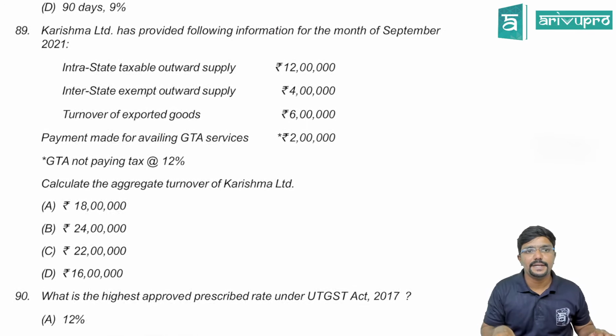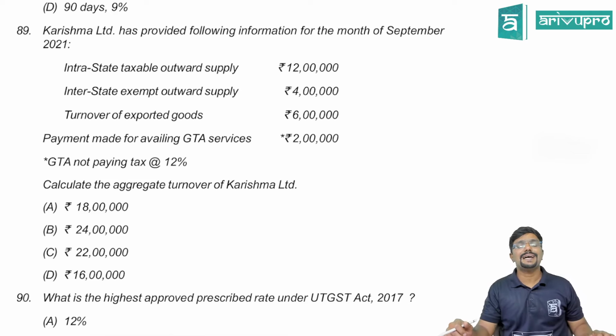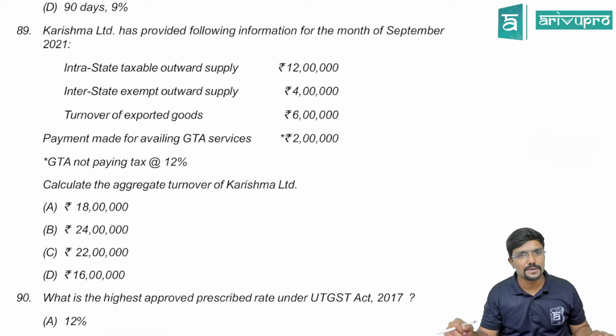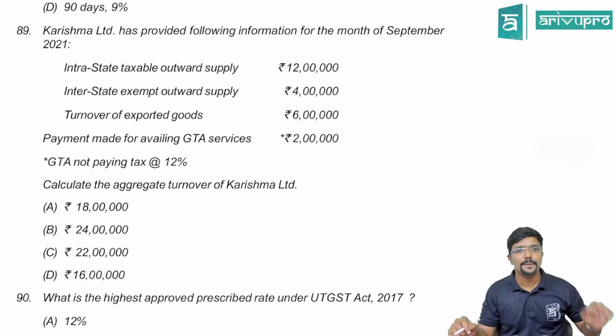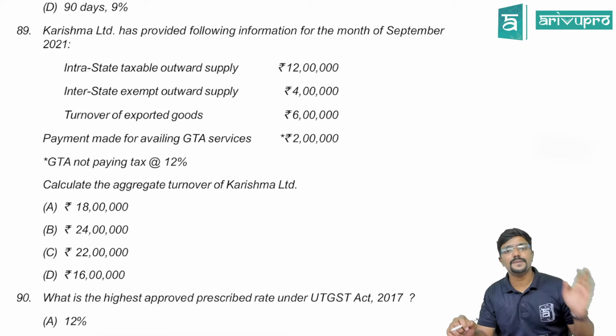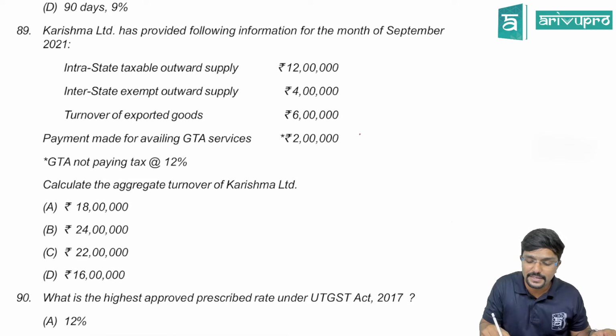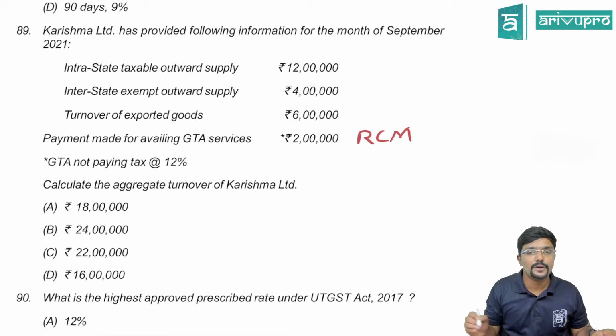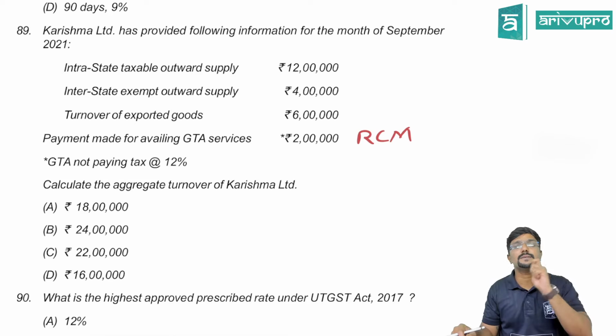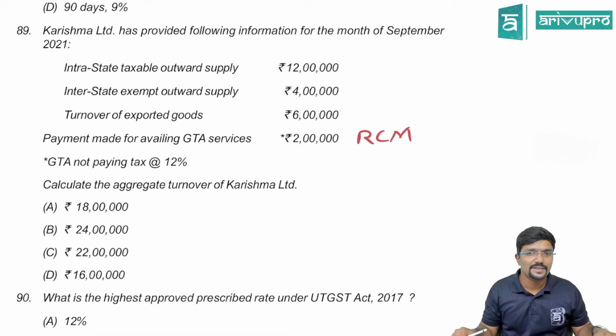89th. Karishma Limited has provided the following information for the month of September 2021. Intra-state taxable outward supply 12 lakh. Interstate exempt outward supply 4 lakh. Exempt, guys. Turnover of exported goods 6 lakh. Payment made for availing GTA services 2 lakh. GTA not paying tax at 12%. That means you are paying tax under RCM. You are paying tax under reverse charge mechanism.